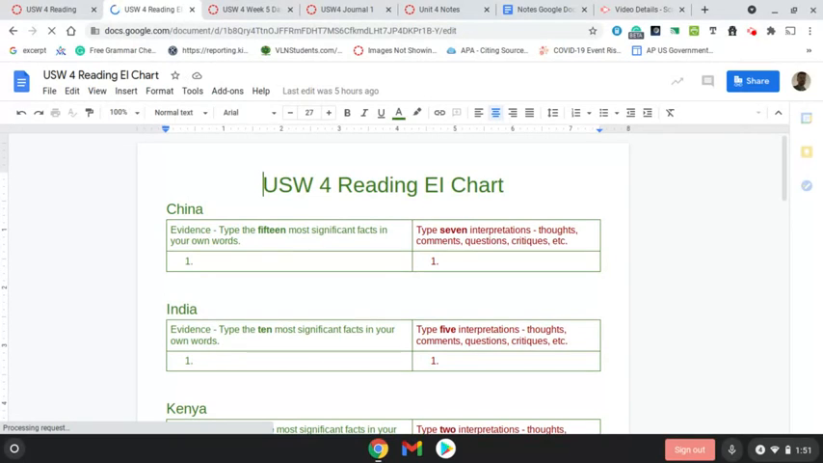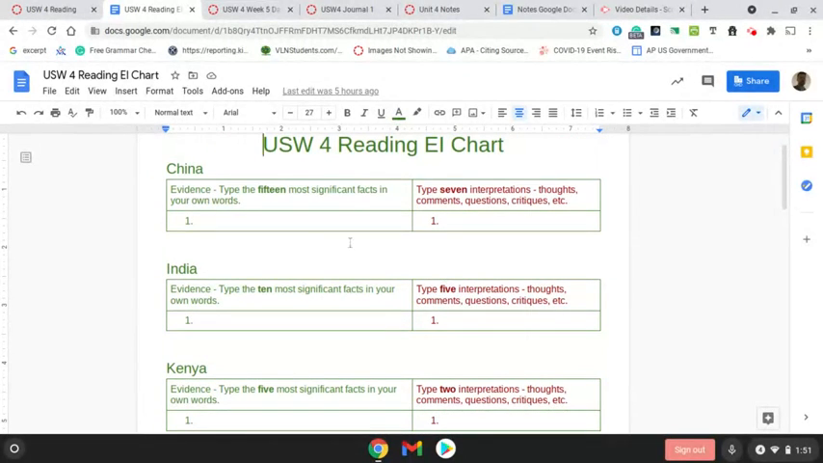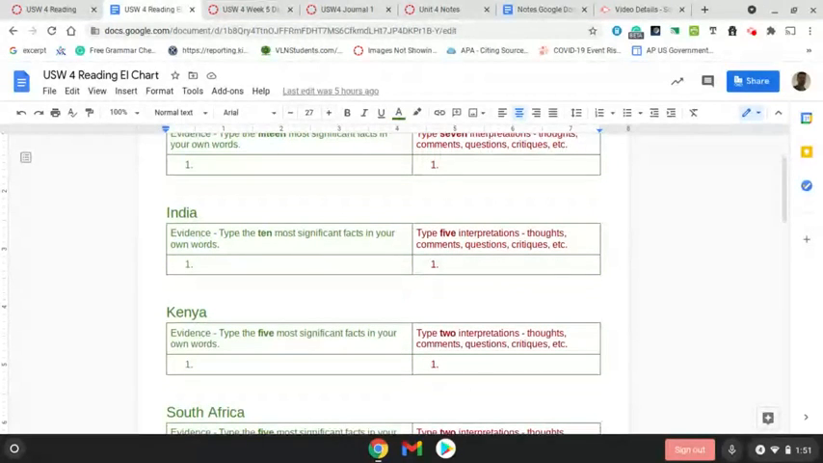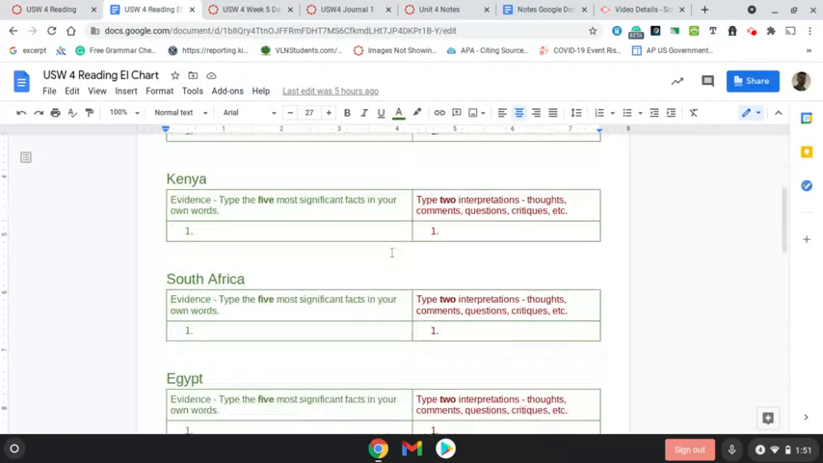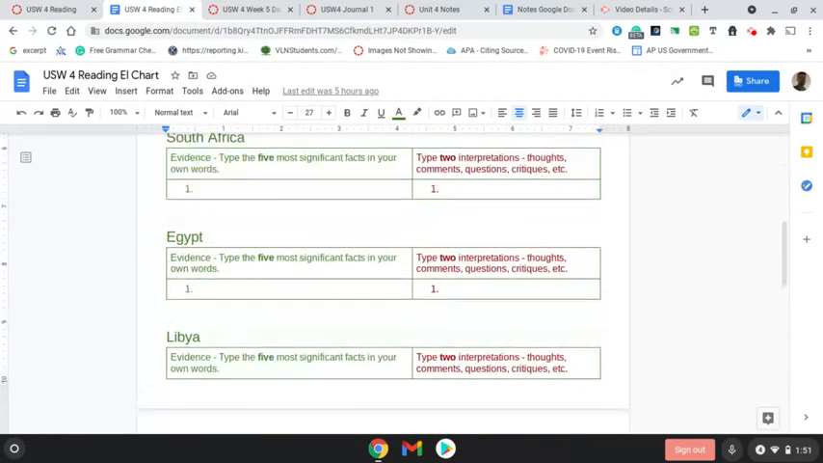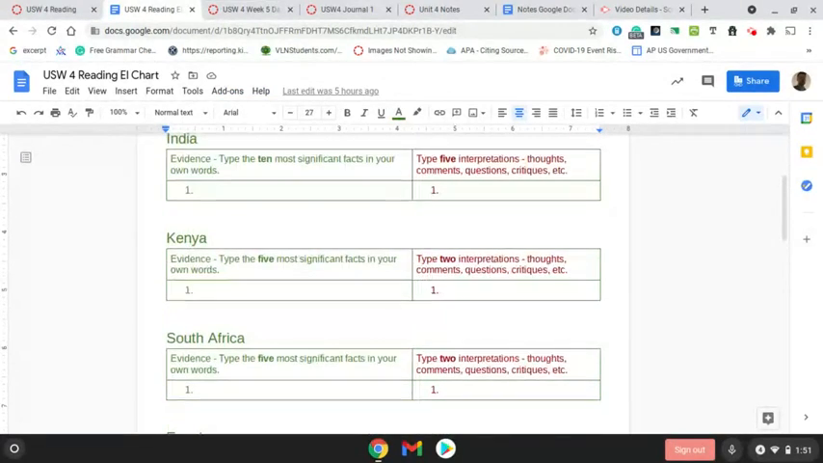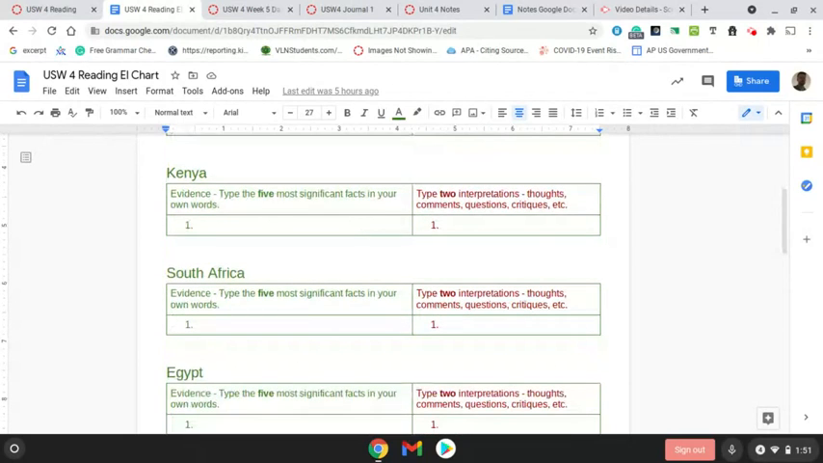So the first little table there is for China, and that is the longest of them. You're supposed to type in 15 facts and 7 interpretations on the right-hand side. After you start typing, you should just press enter, and then a second number will appear, and so on. Then India, type the 10 most significant facts in your own words. That's a little bit shorter. Make sure that you follow the page numbers on the link because you don't have to read the entire thing. It's just those 3 pages that it lists. And then each of the selections about Kenya, South Africa, Egypt, and Libya, and each of those is pretty short. So you only need 5 facts and 2 interpretations for each of those.